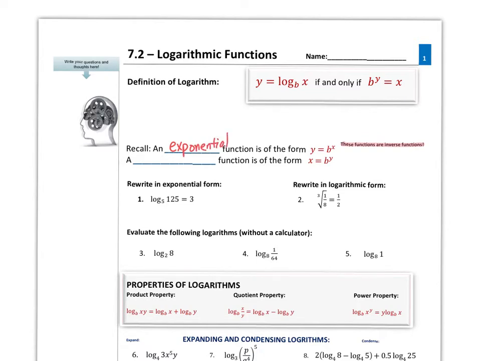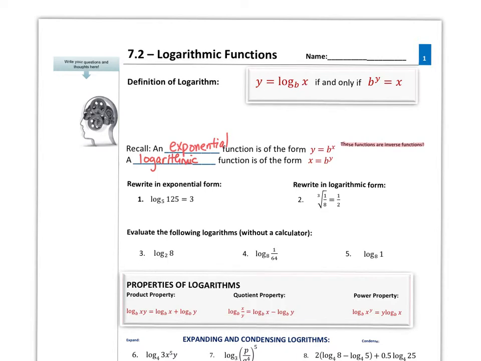Oh, I'm running out of room. Logarithmic, I'm spelling this wrong. Is the inverse of it. Now you need to be able to write from exponential form to logarithmic and vice versa.